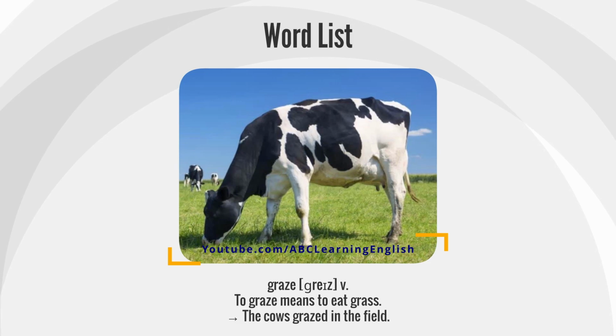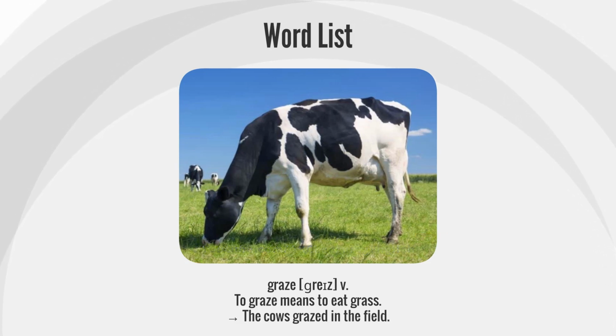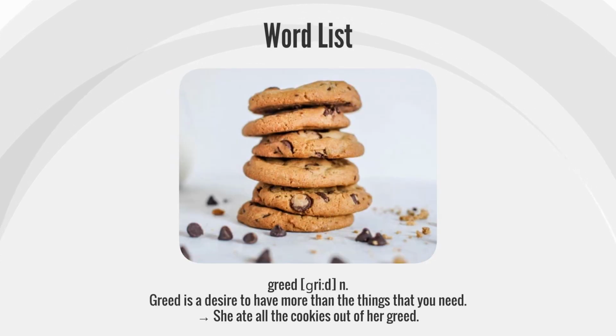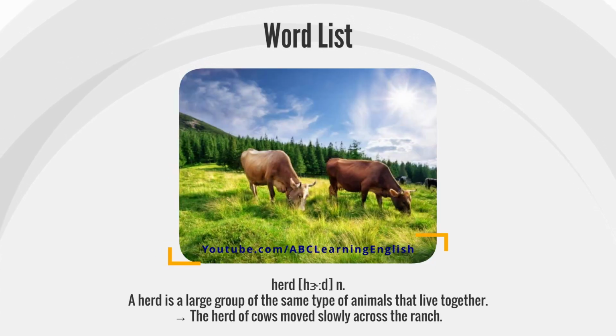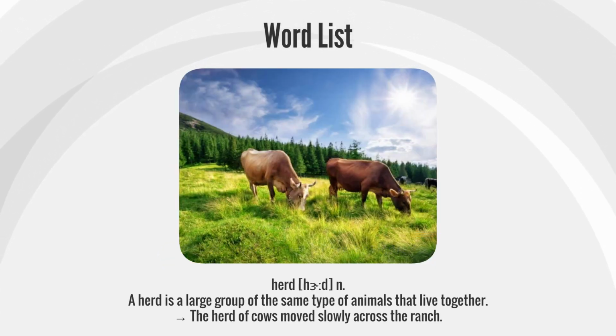Graze. To graze means to eat grass. The cows grazed in the field. Greed. Greed is a desire to have more than the things that you need. She ate all the cookies out of her greed. Herd. A herd is a large group of the same type of animals that live together. The herd of cows moved slowly across the ranch.